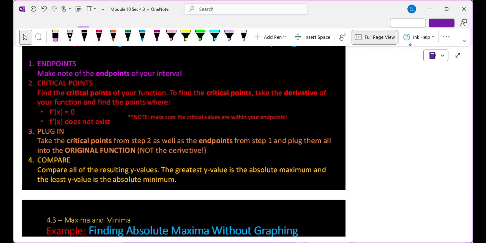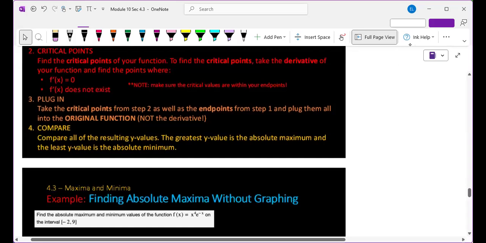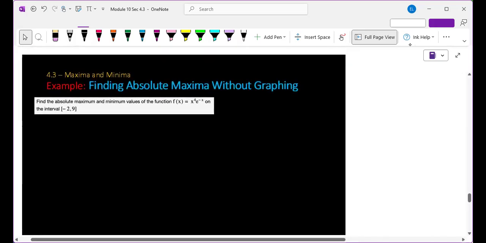All right, so remember the notes are in Canvas, so you don't have to write all of these down. He also did have another little note here. Make sure the critical values that you're picking, your suspects, are within the endpoints. So sometimes when you do the derivative, you'll get a value that's actually further than where they told you to restrict. I don't know if we'll necessarily get that on this one.